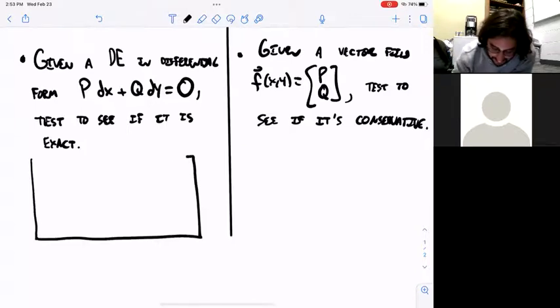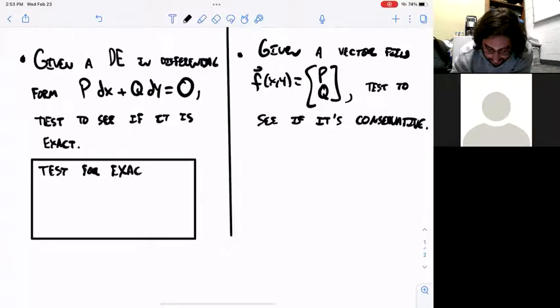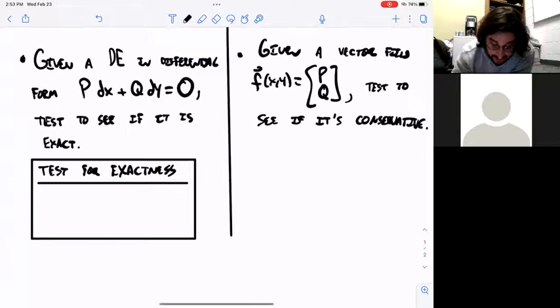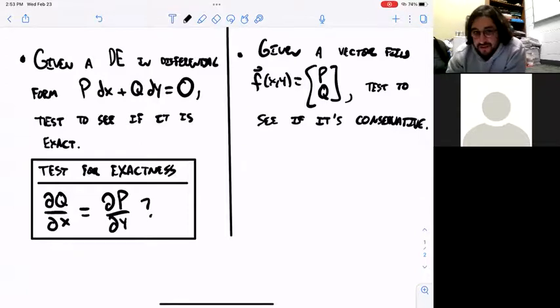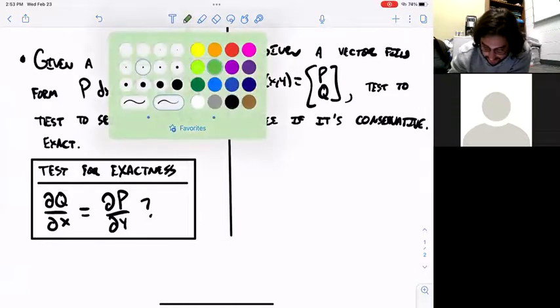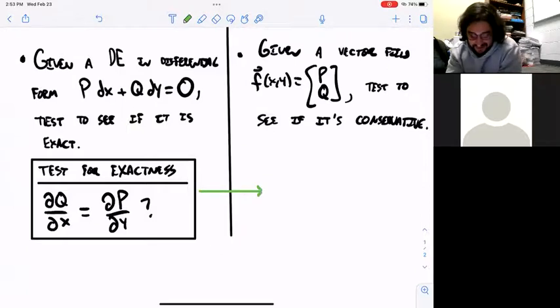So how do you test to see if a DE is exact? Well, the test for exactness is what? You look and you see, is the partial of Q with respect to x equal to the partial of P with respect to y, right? You ask, are those the same? And now let's look. Green will be our color of wormholing between our universes here.